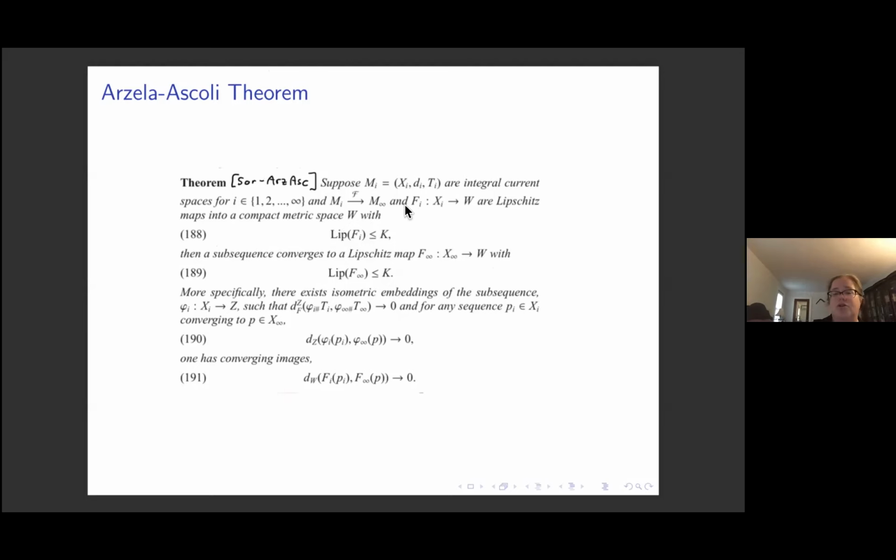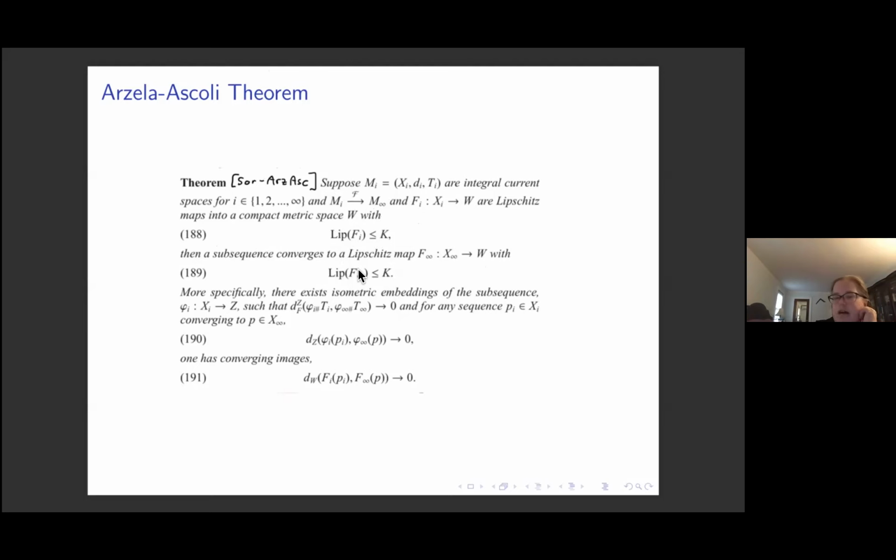So it's an Arzelà-Ascoli theorem. When do we have a sequence of functions that has a subsequence that converges? Now, what does it mean to say it converges? It means that if I take a point p in M infinity, there are p_i's going to that point, and f_i of p_i is going to converge to f infinity of p. That's what we mean by converges.